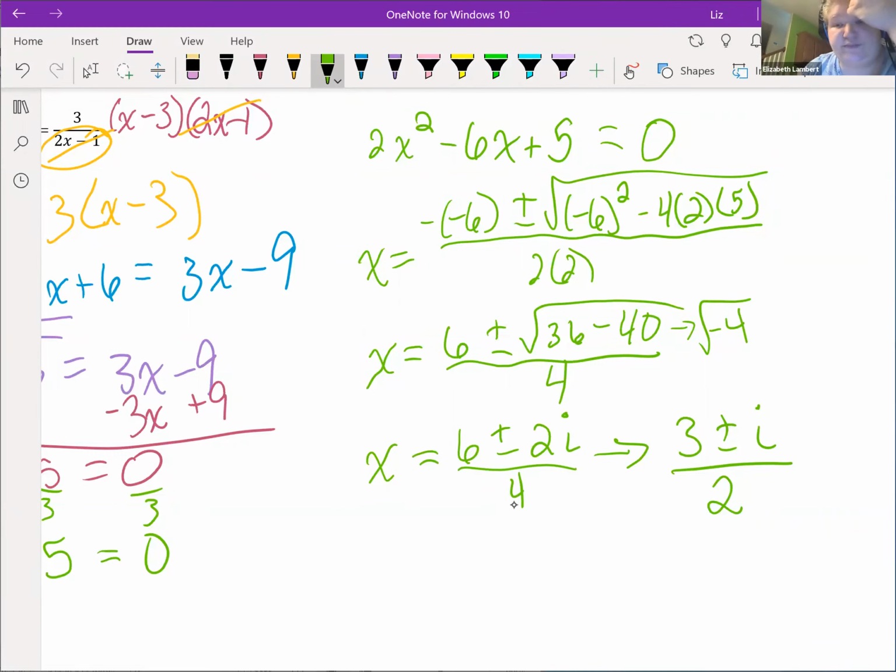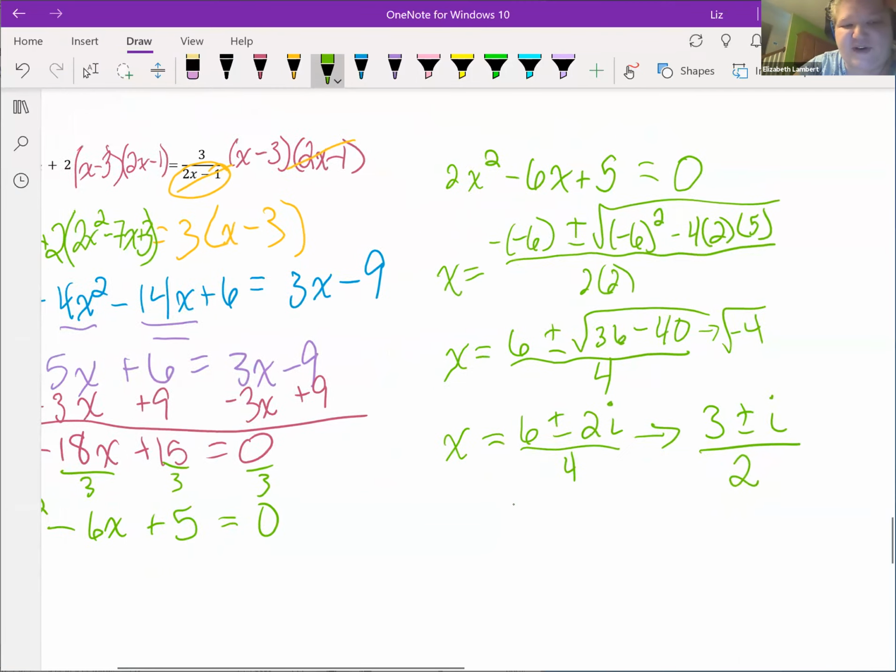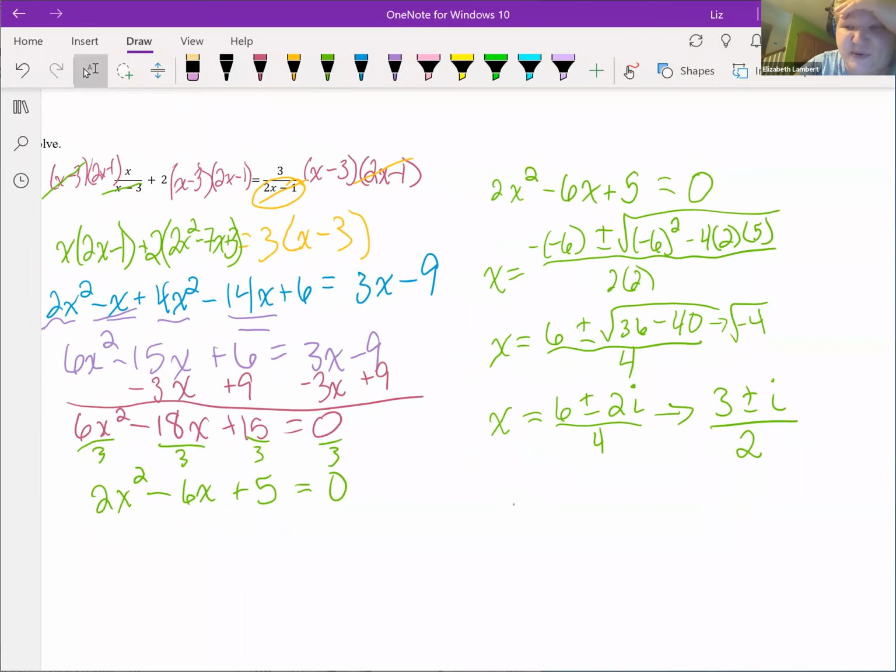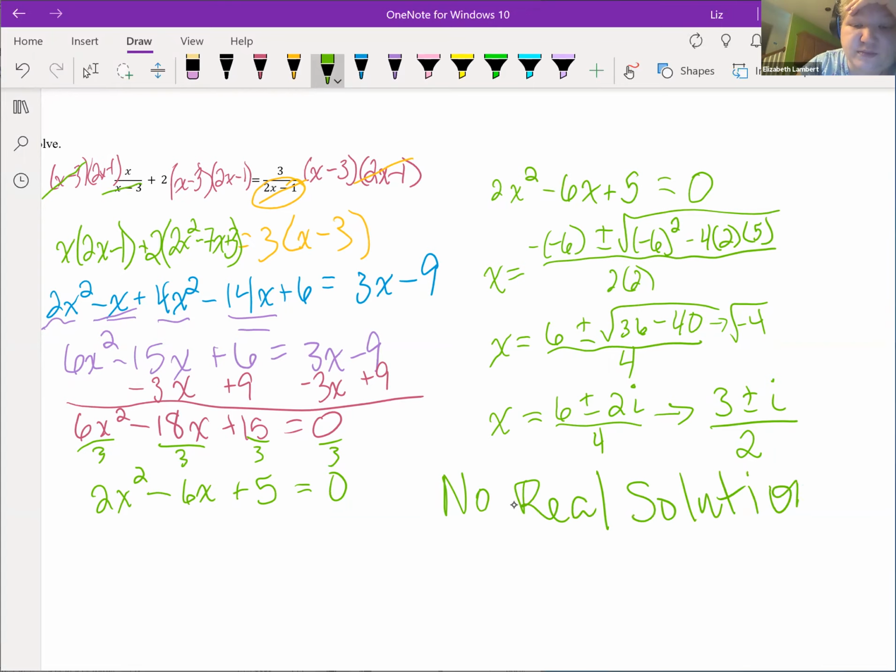But imaginary numbers are not restricted values. Restricted values have to be real. So there is no real solution. But if they allow for imaginary solutions, there's my imaginaries.